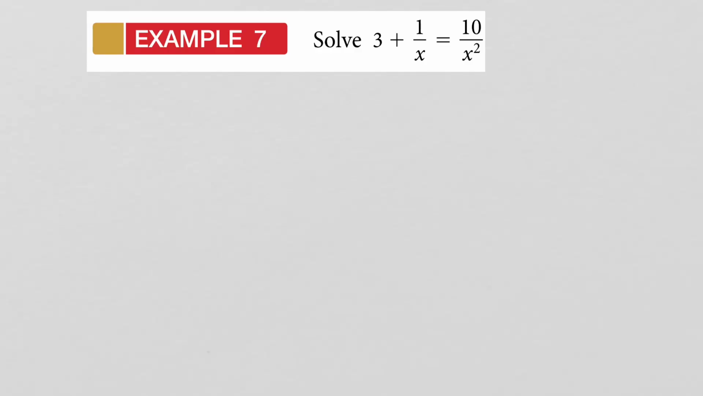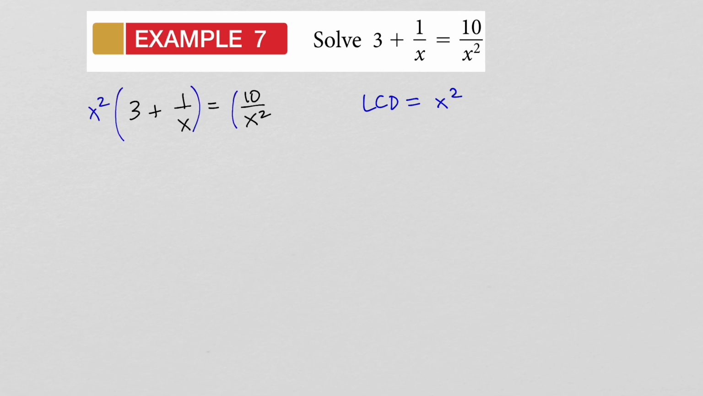Next example, another rational equation. 3 plus 1 divided by x is equal to 10 divided by x squared. Same technique. Least common denominator is x squared. So now let's multiply both sides by x squared. On the left-hand side, we're going to get x squared times 3, which is 3x squared, plus x squared times 1 over x. So that x is going to cancel one of the x squareds. And on the right-hand side, the x squareds completely cancel out. And we just get 10.